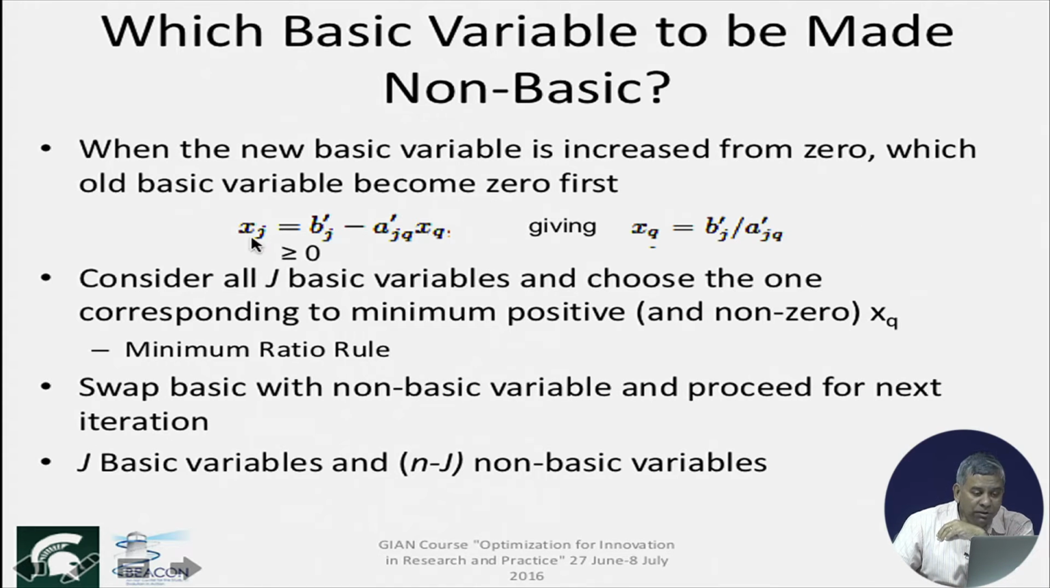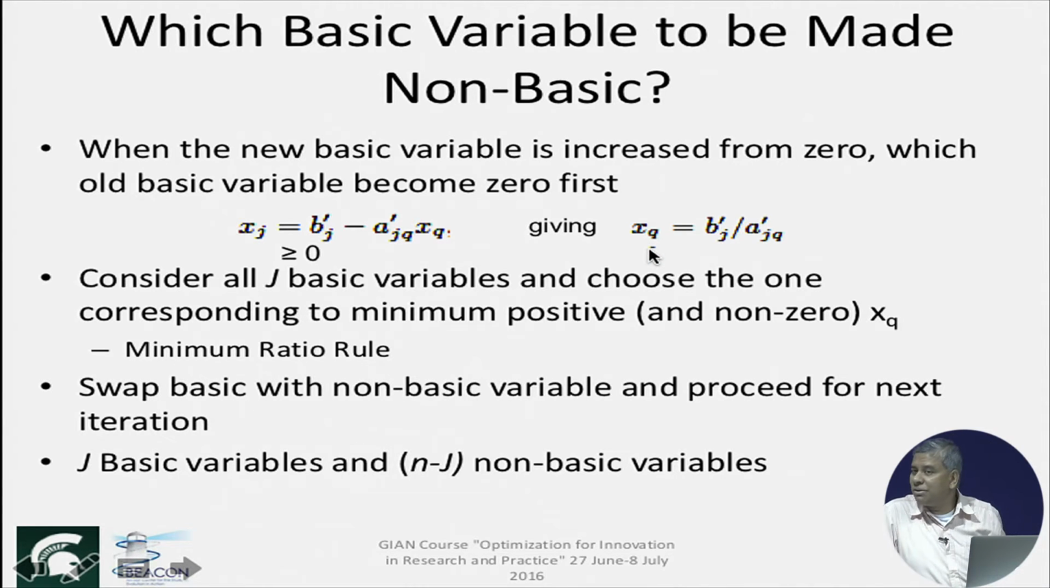So the limit for the jth variable becomes, when this is equal to 0, bj dash over aj dash jq. This is the value by which you can increase xq for the jth basic variable. So I compute this for all other basic variables, for the same non-basic variable, and find out the maximum value that we can increase.